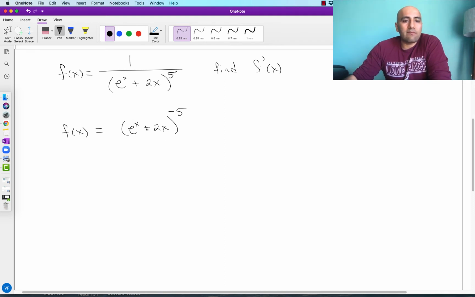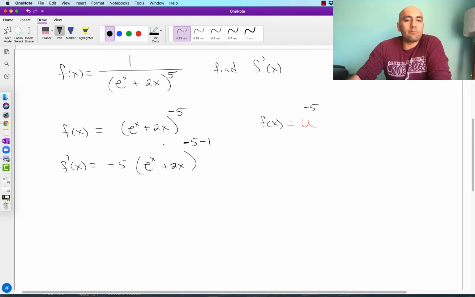And so now I'm going to think of this as my inside function, right? So I'm thinking of something that's of the form u to the power of negative 5. So by the power rule, I know I'm going to bring that in front, subtract 1 from the exponent, copy this, times the derivative of the inside part. So f prime of x is equal to negative 5 e to the x plus 2x raised to the power of negative 5 minus 1. Remember, we go deeper into the negatives because we're going to subtract 1, times the derivative with respect to x of the inside, which is e to the x plus 2x.